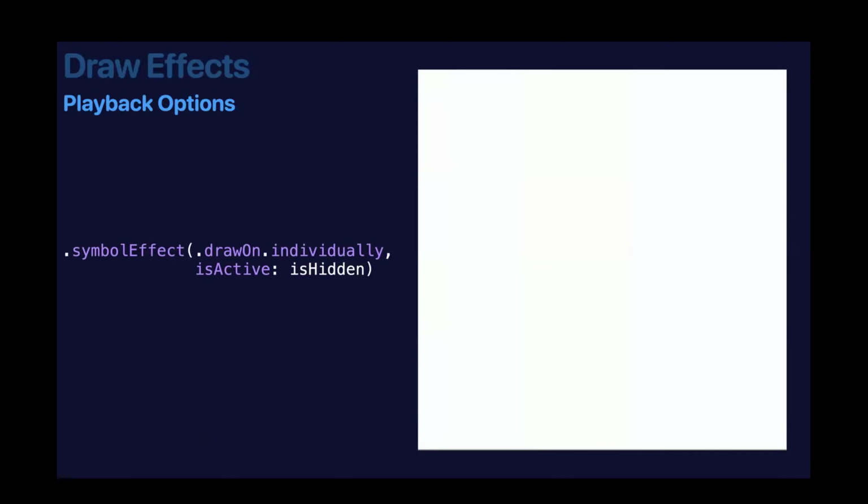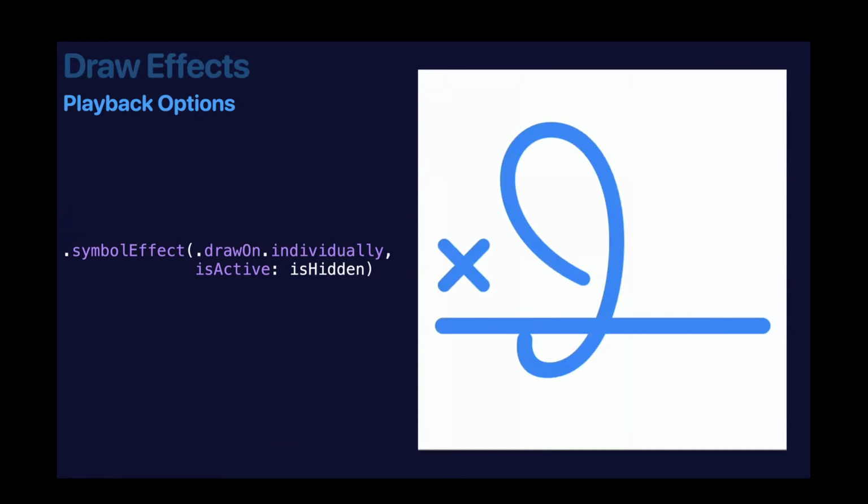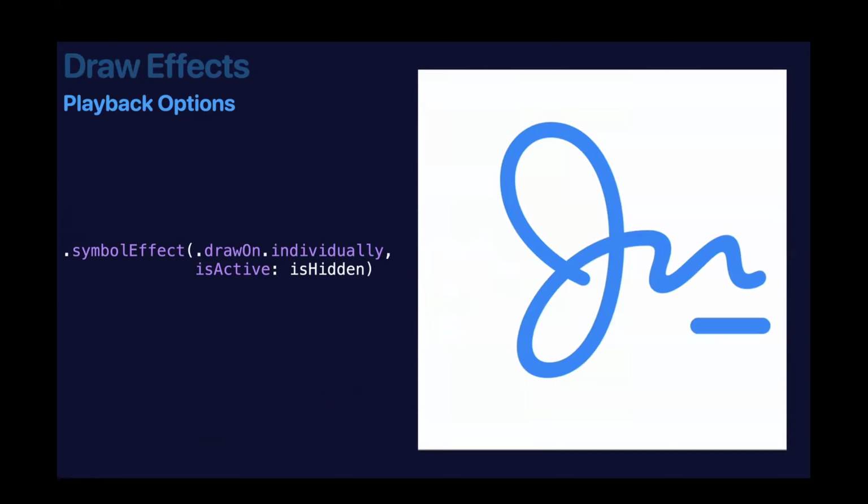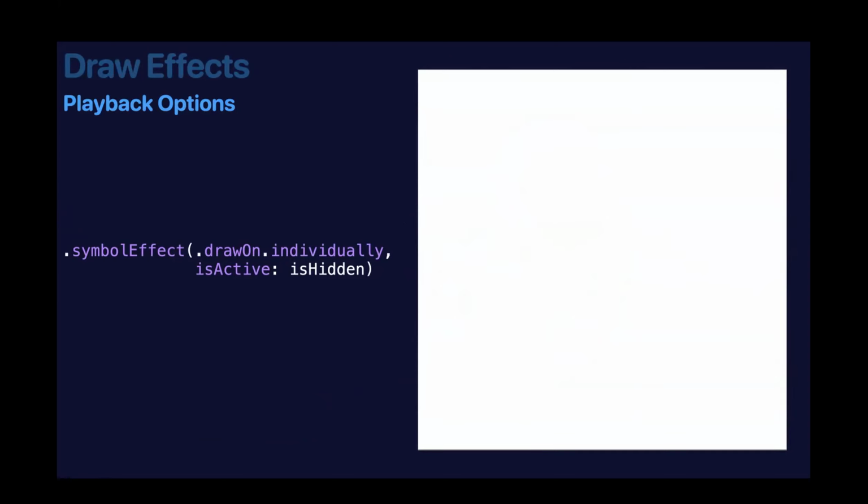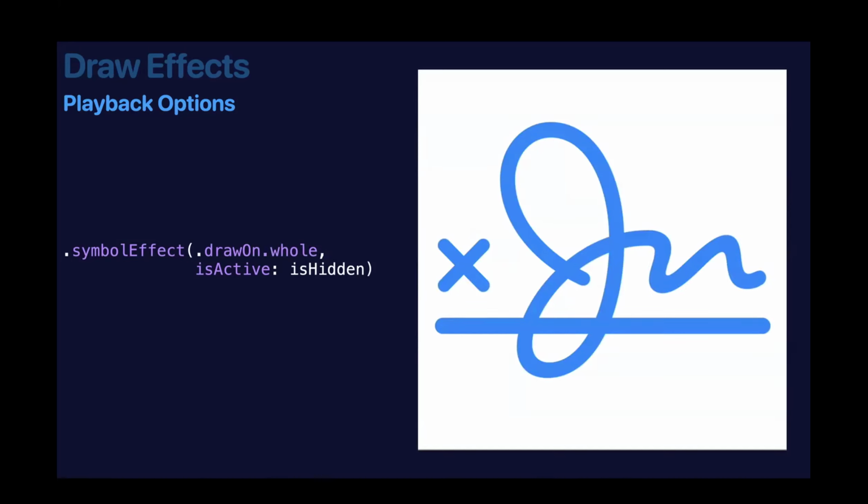We'll go a little bit more in depth into the draw effect playback options. We already saw by layer, which is the default, but there's also individually, which will just play each layer one at a time. We'll wait for the first one to finish, then do the second one and the third one individually. I probably should have slowed this down. It's a little subtle at 1.0 speed. There's also whole, so it'll just play all the layers at the same time.